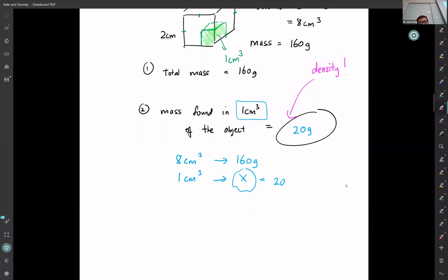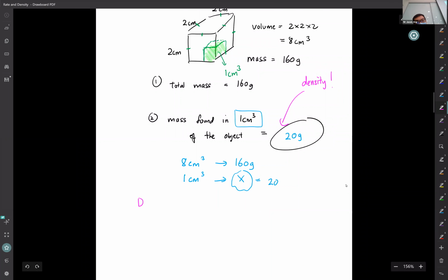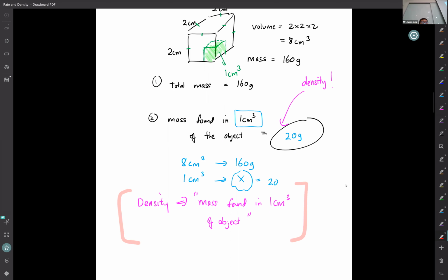I write this down for you. How should you understand what is density? It is the "mass that is found in 1 cm cube of the object." I put inverted commas because this is not what you're going to write in the exam. This is to help you understand first. Can you understand what is density now?